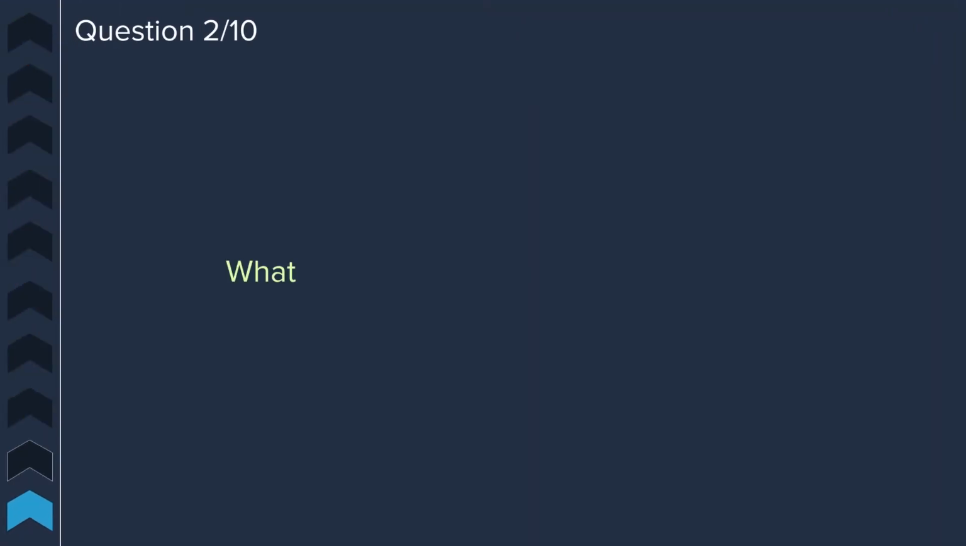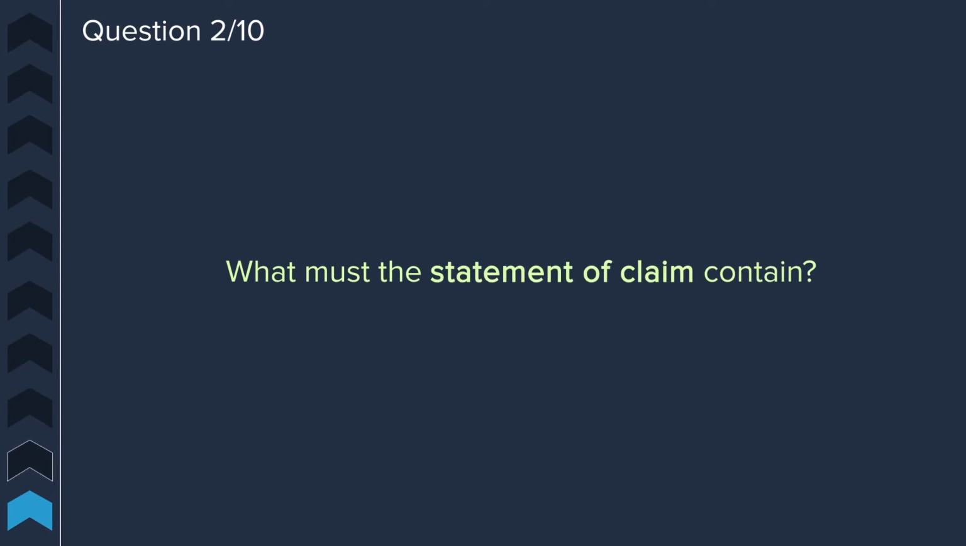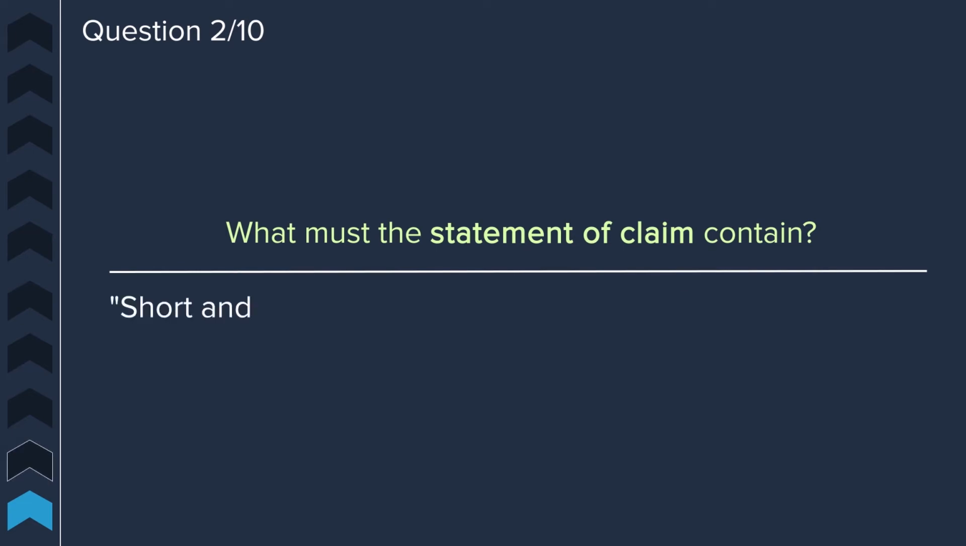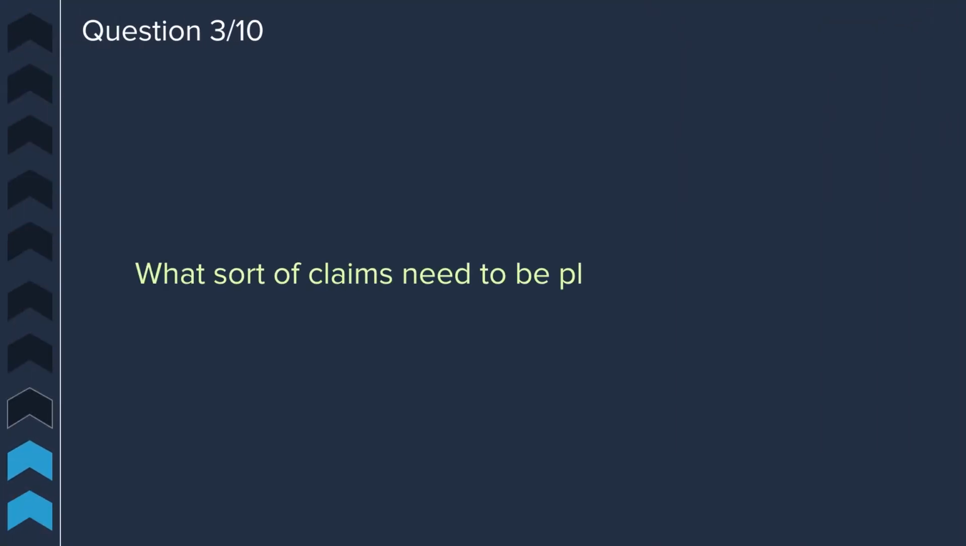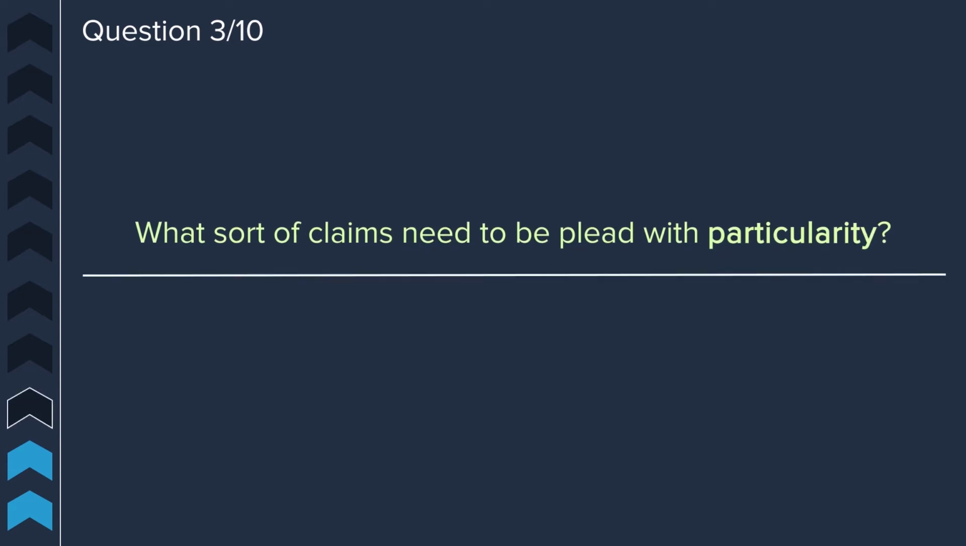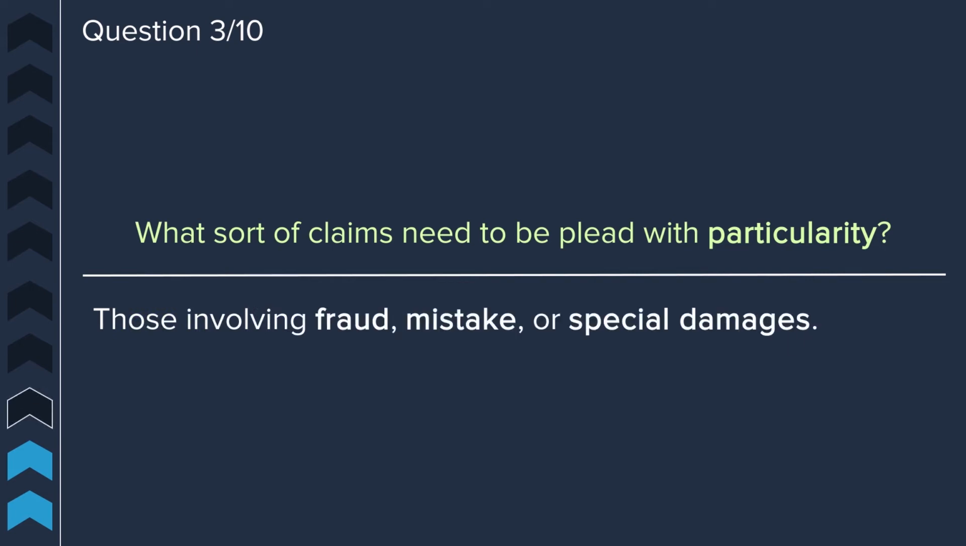Question 2. What must the statement of claim contain? It must contain a short and plain statement showing that the plaintiff has a plausible claim for relief, and this is in Rule 8A2. Question 3. What sort of claims need to be pled with particularity? Claims involving fraud, mistake, or special damages, and this is from Rule 9.